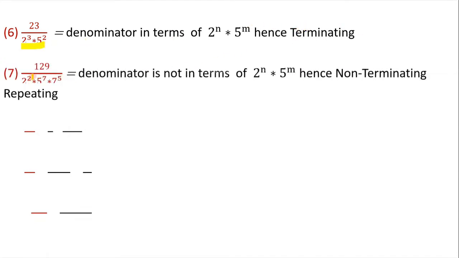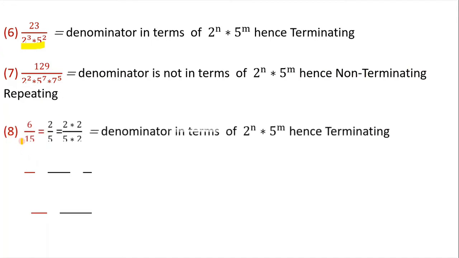Okay. Seventh problem, 129 divided by 2 square into 5 power 7 into 7 power 5. See, here the denominator is in the form of 2 power n into 5 power m into something else. When compared with 2 power n into 5 power m, it has an additional term of 7 power 5. So, hence, it cannot be considered as terminating. So, we conclude that it is not in the form of 2 power n into 5 power m. Hence, it is a non-terminating repeating decimal expansion.